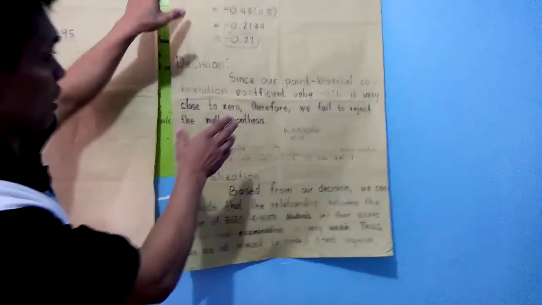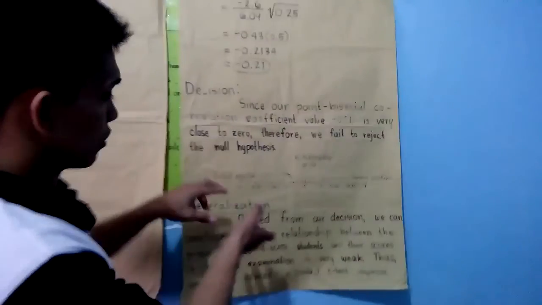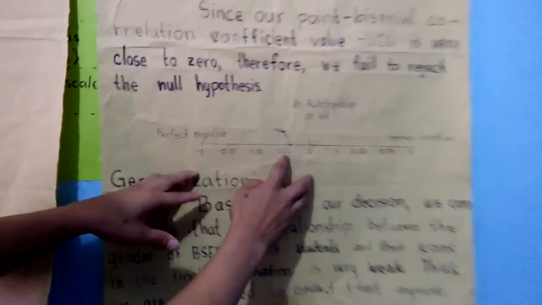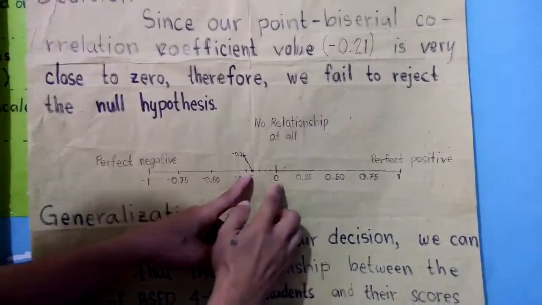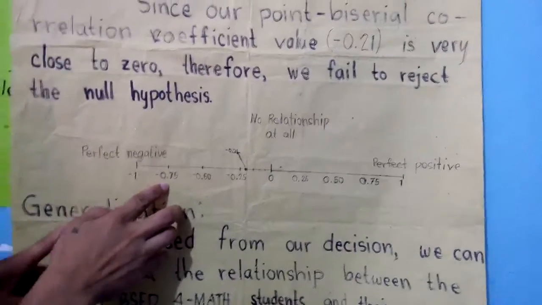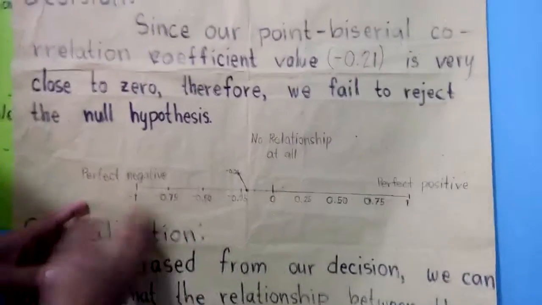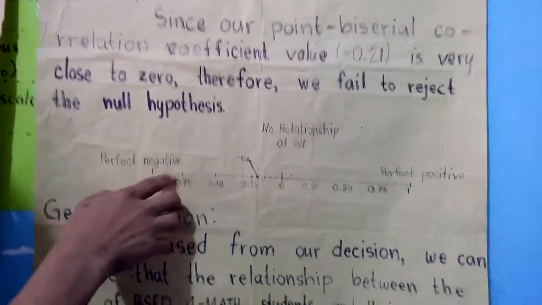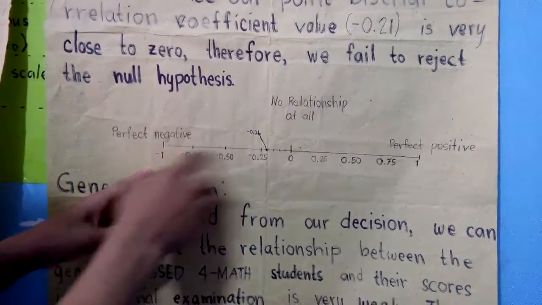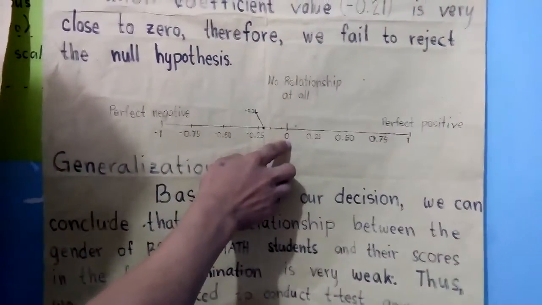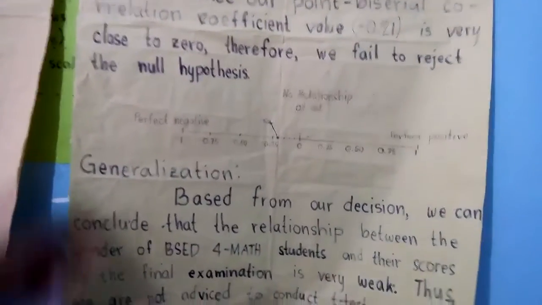From the result of our computation, we can show it in a diagram. From 0 to negative 0.21 is very close to 0. But if we get a higher value of the point-biserial correlation coefficient, for example negative 0.75, which is very close to negative 1, that is a perfect negative correlation. Since our value is negative 0.21, which is very close to 0, there is no relationship at all between the two variables.